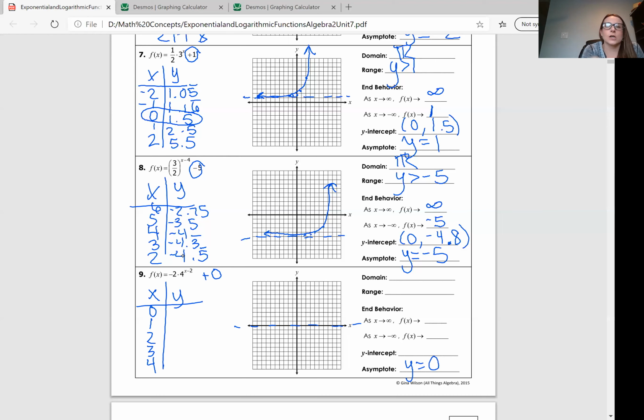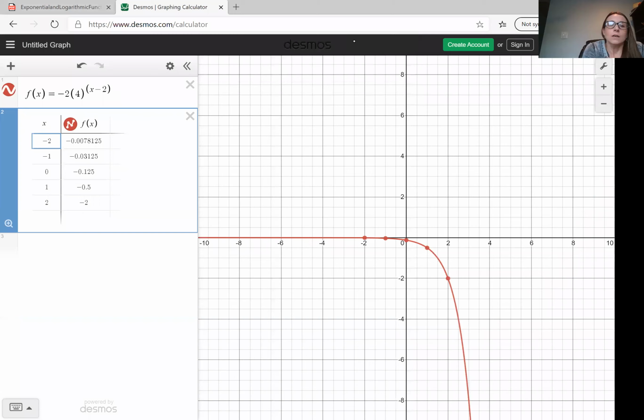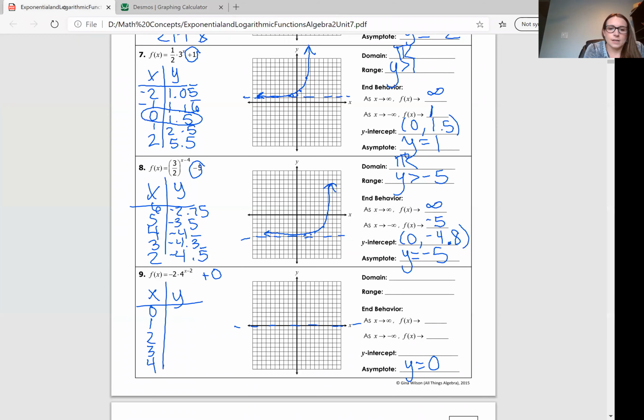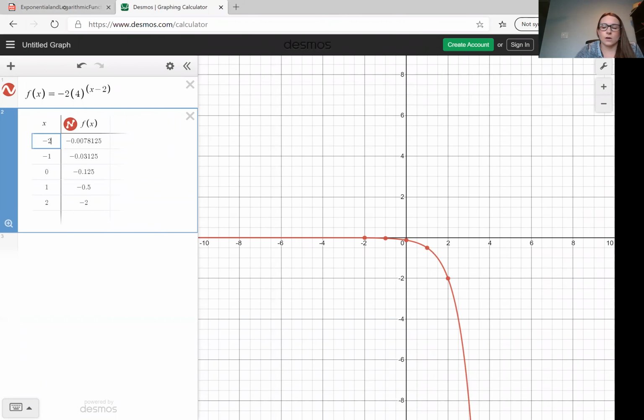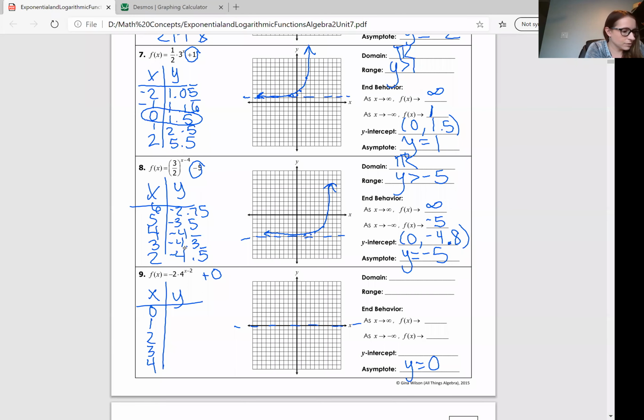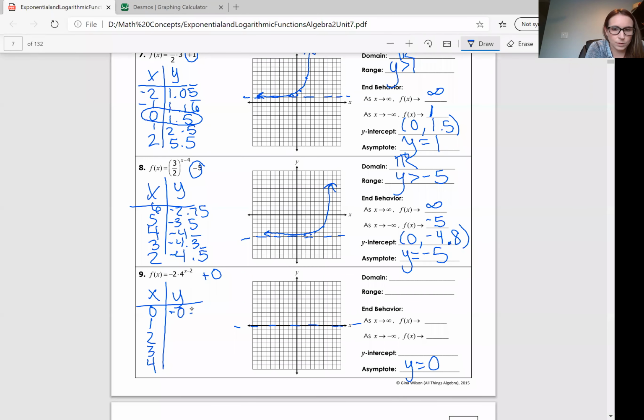Okay, so let's go to our calculator. Let me get rid of this one. Okay, and the values that I use are 0 through 4. Since I already have 0, 1, and 2, I'm going to do 3 and 4. Obviously 4 we're not going to be able to graph here. But all right, here we go. So 0 is negative 0.125.